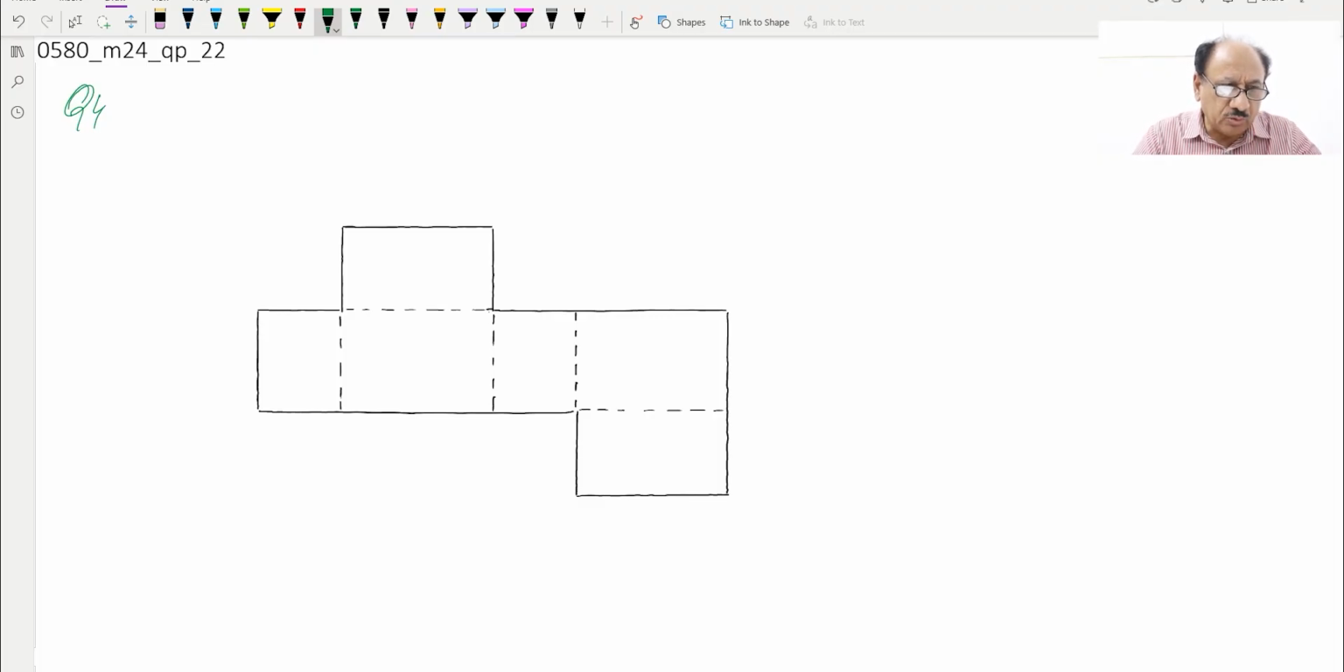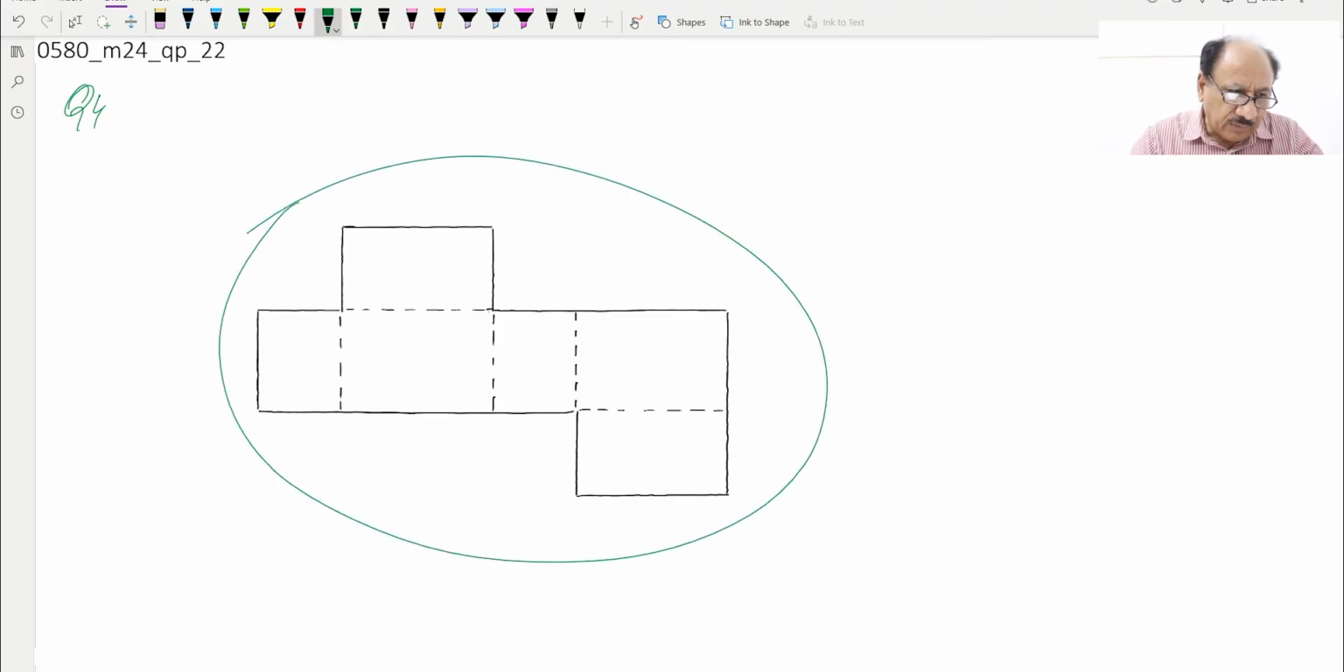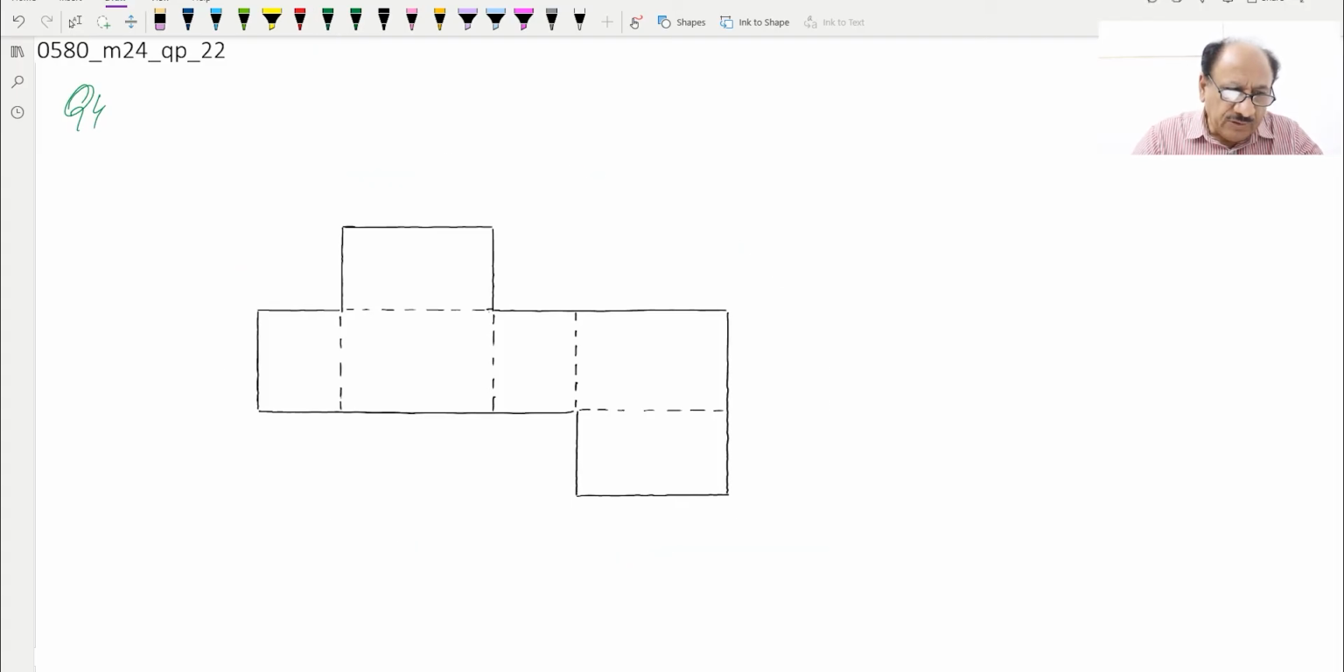So the diagram shows the net. So this is basically net of a cuboid with its base shaded. So which part is shaded? This base. This is shaded base, and I will shade this one. This is shaded portion. This is base. So I will write here, this is base.